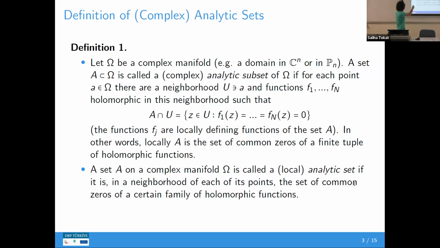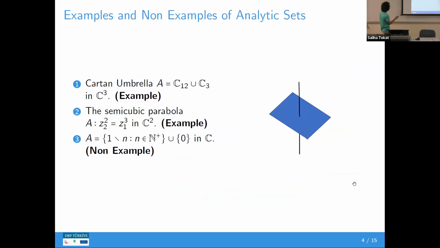If we change this part of the definition, and take a instead of omega, then we get a more generalized definition, which is the definition of an analytic subset. Analytic subsets are closed, and analytic sets are locally closed.